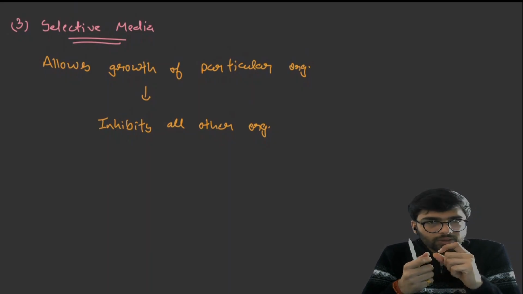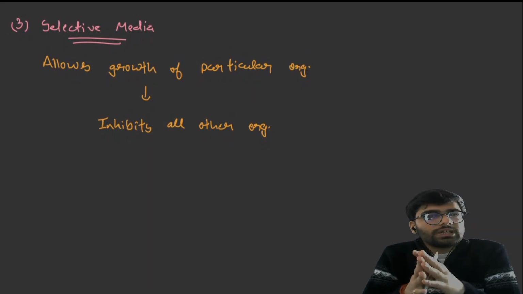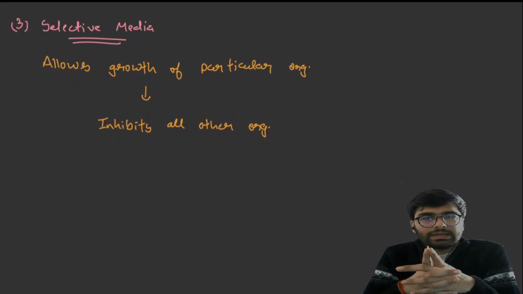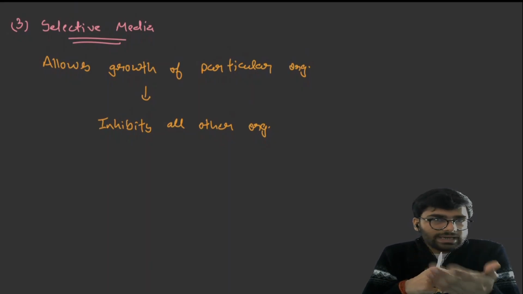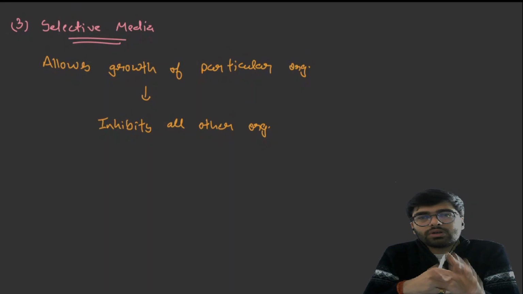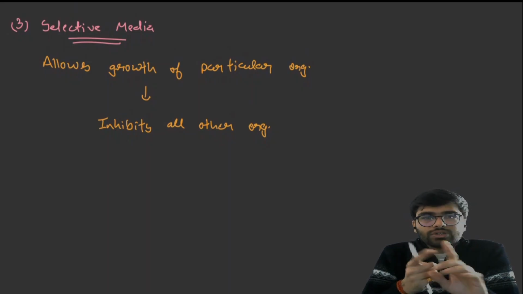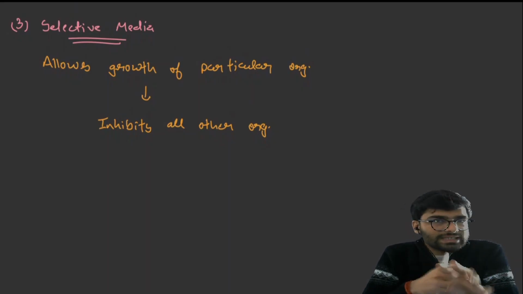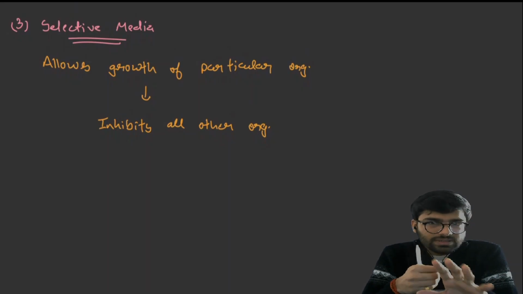make a particular media that will allow the growth of Vibrio cholerae. At the same time, it will also inhibit the growth of all other bacteria, for example Staphylococcus, Enterobacteriaceae. These are not the organisms of our interest, so we want all those to be inhibited. So selective media is a media that allows the growth of a particular organism of our interest. At the same time, it inhibits all other organisms.